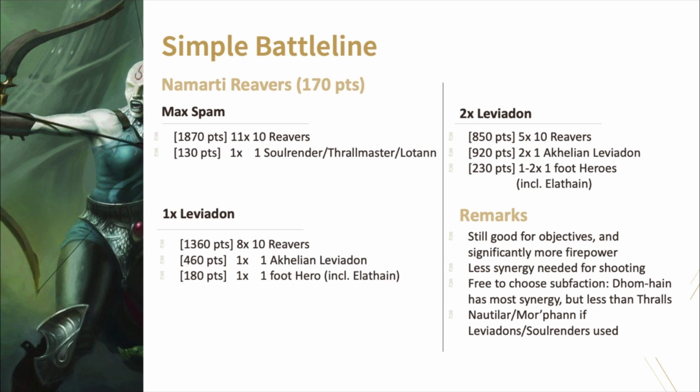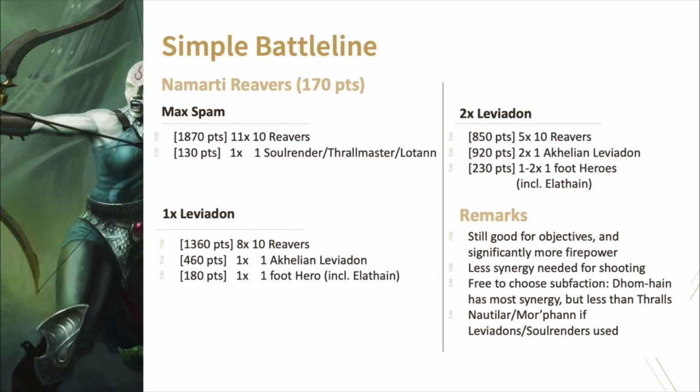Same kind of thing for using the King's buffs or Volturnos' buffs. It helps some amount, but going for Reaver spam really is mainly just about doing as much damage from afar as possible. So the max possible number of Reavers you can fit in there is 11 units of 10, so 110, which is a crazy amount of damage. And then you're putting one Soul Render, which would help bring some back, a Thrallmaster, which would give them a bubble of -1 to wound for a 12-inch bubble, or Lotan, who's not doing much for them.